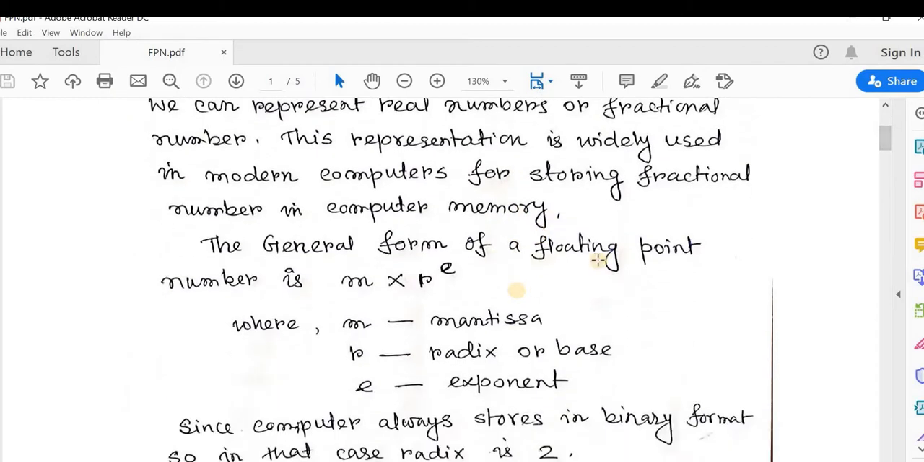The general form of a floating point number is this: m into r to the power e. m into r to the power e. It is a floating point number in general form. It will become our standard scientific form formula.